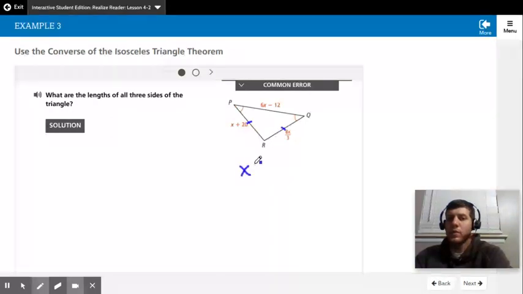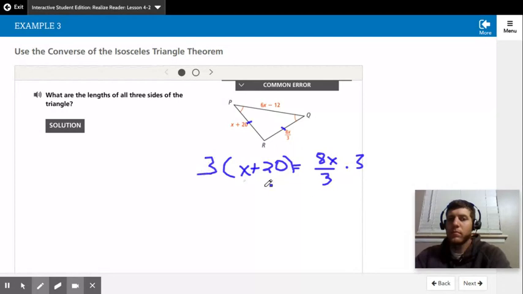So x plus 20 is going to equal 8x over 3. Okay. And then we can solve for x. So we want to get rid of the fraction first, probably. So I'm going to multiply both sides by 3. Okay, get rid of that denominator there.